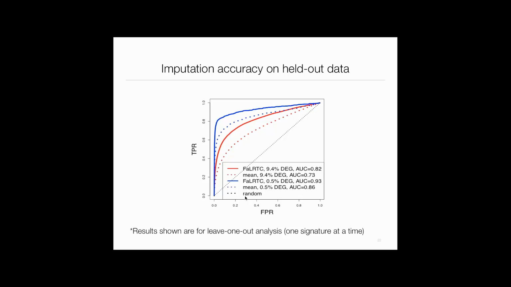So the blue curves correspond to a stricter threshold to identify only 0.5% of the genes as being differentially expressed, whereas the red shows a lower threshold of roughly 9% of the genes being differentially expressed. And so what I see is that the tensor approach does perform better than the baseline in both cases. And I do observe that in general, the more strictly I define differentially expressed genes, the better both methods perform.